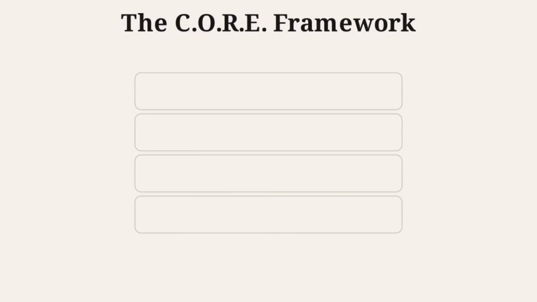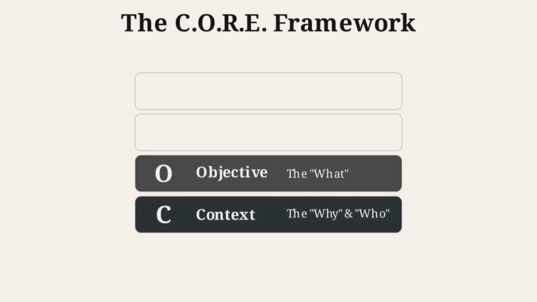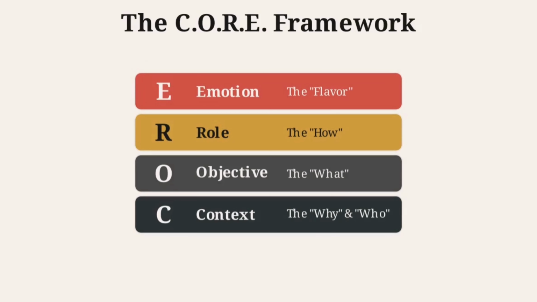These 4 pillars represent the foundation of a high-quality prompt. Context and objective anchor the request. You provide the background of the situation and define specific goals for the format and length. Role and emotion provide the flavor. By assigning a persona and a tonal direction, you prevent the AI from defaulting to robotic text.